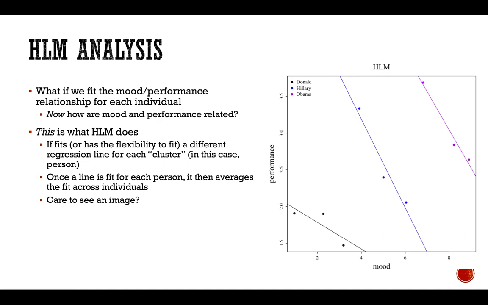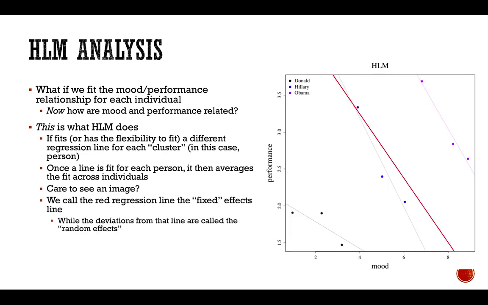So this is what HLM does. It fits, or it at least has the flexibility to fit, a different regression line for each cluster. In this case, that would be each person across time. Once a line is fit for each person, it then averages the fit across individuals. For a visual of that, that's what that red line is. We call the red regression line the fixed effects line, and the deviations from that we call the random effects lines.